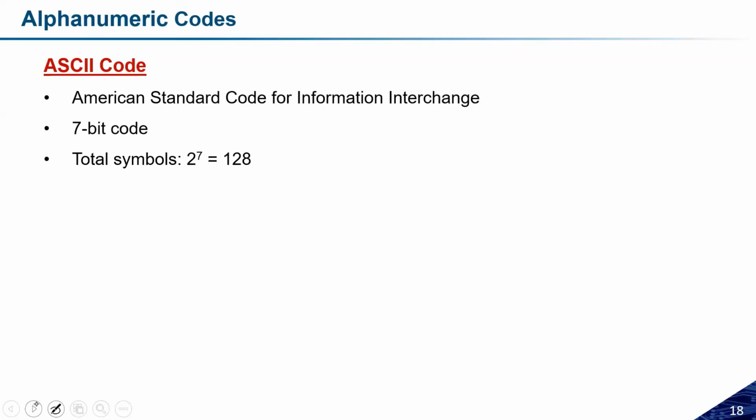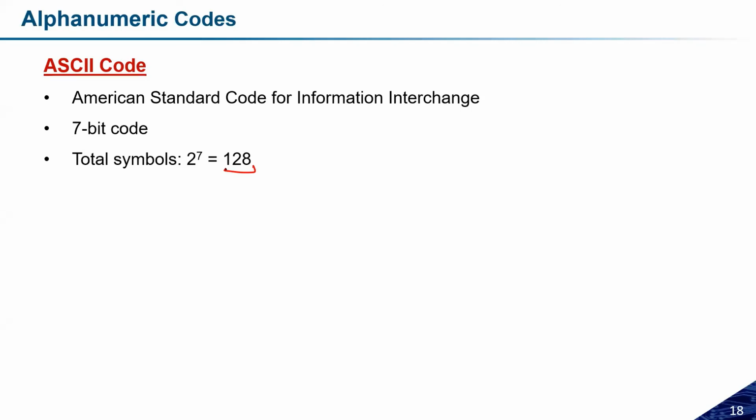Okay, and the total number of symbols: because we have the 7-bit code, the maximum number of possible symbols is 2 to the power 7, which is 128. So we can accommodate up to 128 symbols. Out of that, A to Z could be there, small a to small z could be there, then 0 to 9 could be there, and some other special characters could be there. So the maximum number of symbols that we can accommodate is 128.